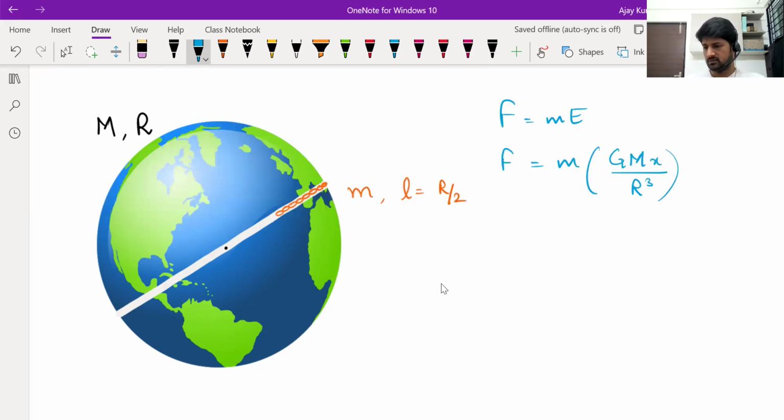R by 2. Why did you take x as R by 2? Why don't you take 3R by 4? Why don't you take R? Why did you choose only this point, R by 2? There is chain here also, there is chain here also, there is chain here also. Then why only take this point? Why only consider field at that point?